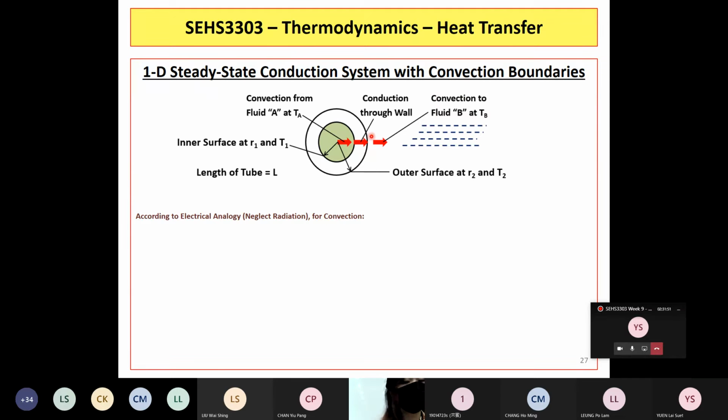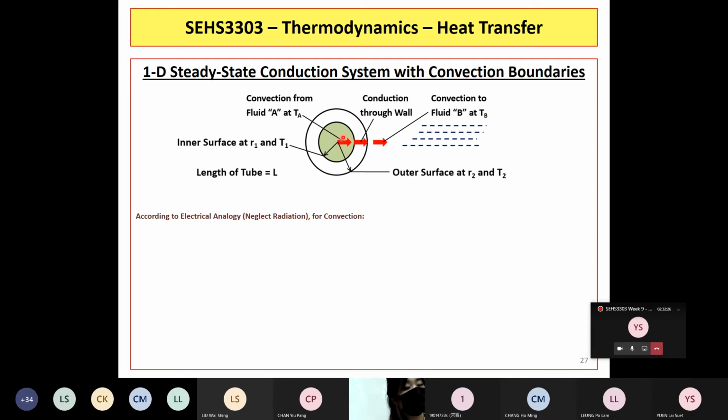What will happen is that we have convection from this hot water into our pipe. This should be a convection. And the convection from the pipe to the air, to fluid B at a lower temperature. Due to the temperature difference, definitely the pipe wall has conduction through the solid wall of the pipe.